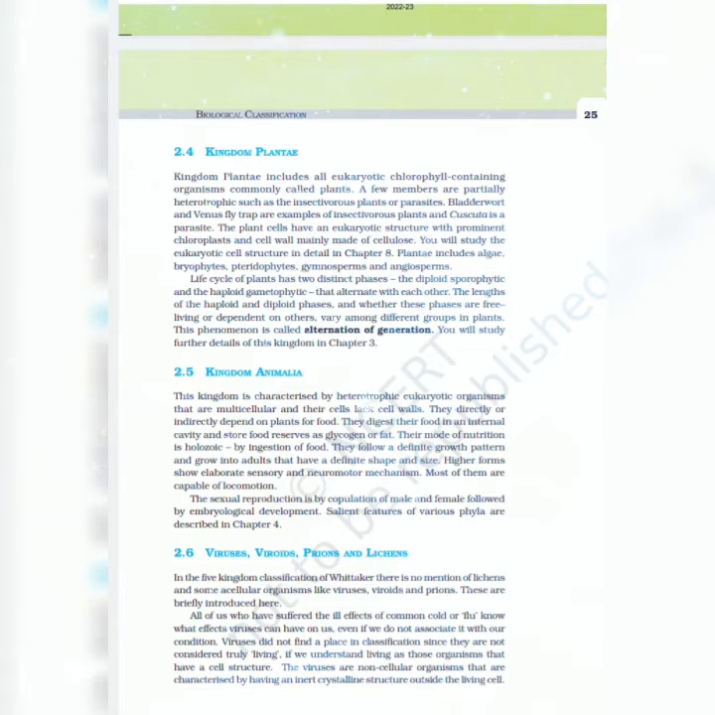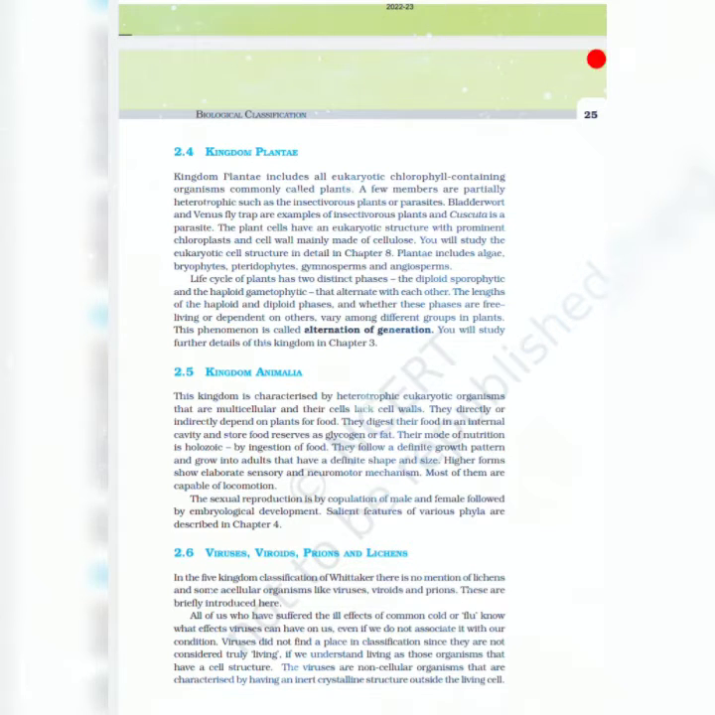2.6 Viruses, Viroids, Prions, and Lichens. In the five-kingdom classification of Whittaker, there is no mention of lichens and some acellular organisms like viruses, viroids, and prions. These are briefly introduced here. All of us who have suffered the ill effects of common cold or flu know what effects viruses can have on us. Even if we do not associate it with our conditions, viruses did not find a place in classification since they are not considered truly living.